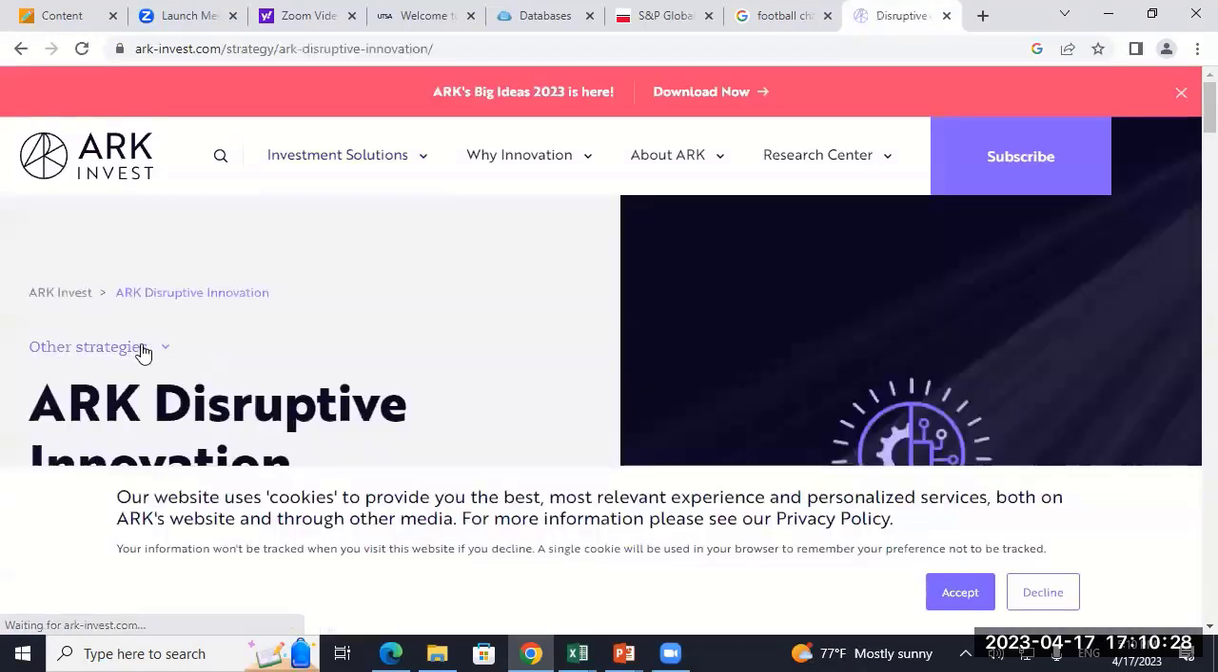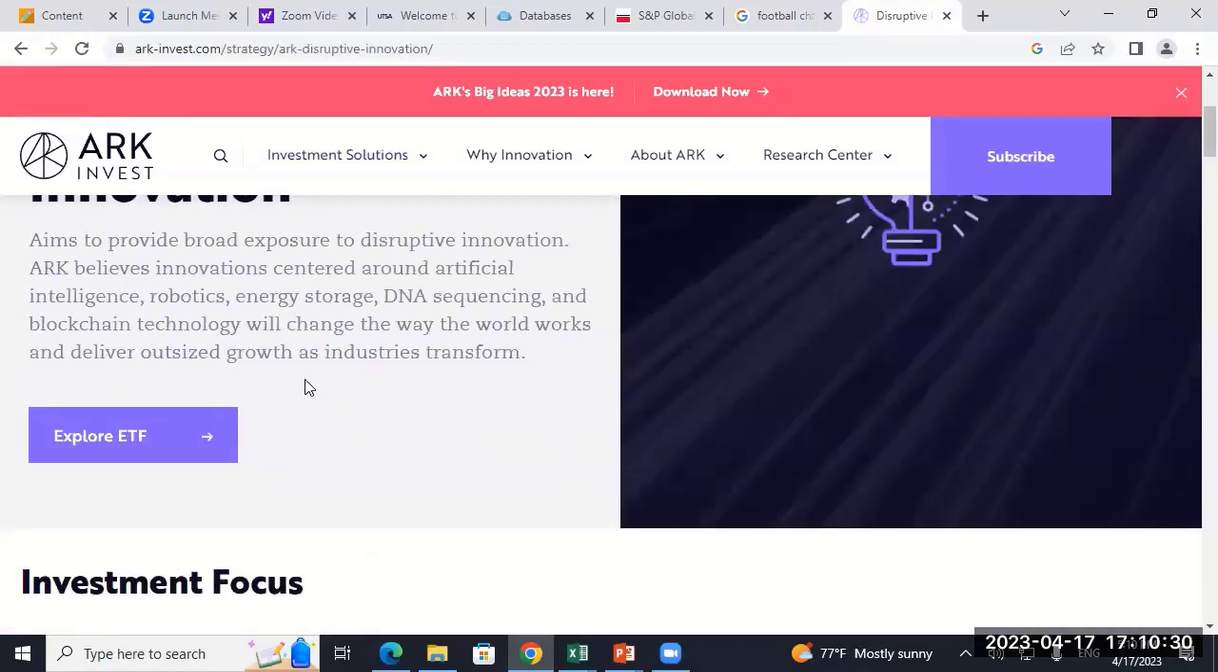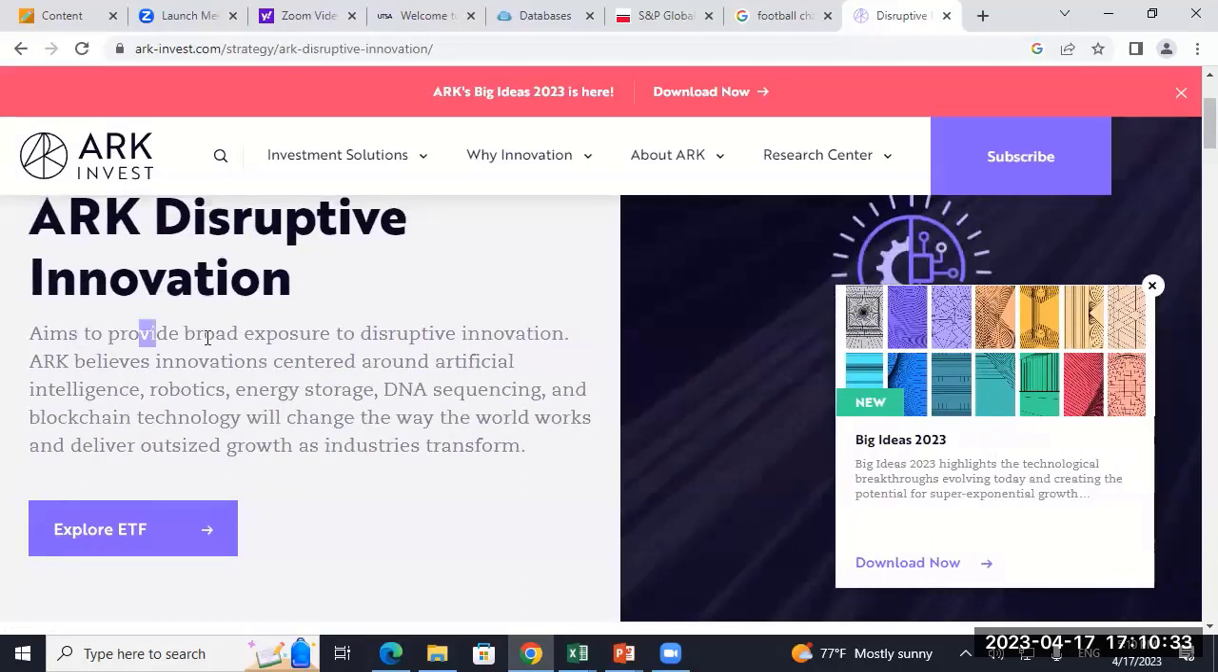ARK, Disruptive Innovation. What does that mean? Aims to provide broad exposure to disruptive. So there's some philosophy. They want to buy shares of companies that are changing the world. They're doing something radical. So what is that?